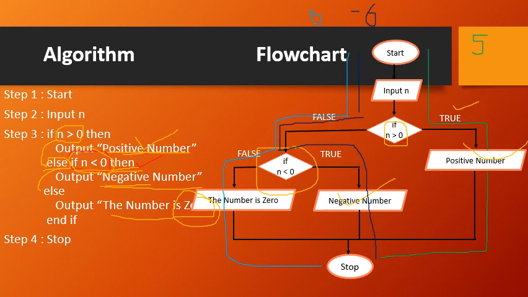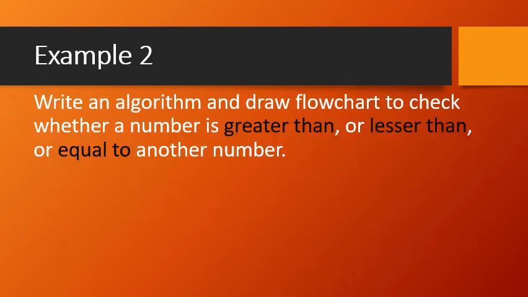Like this, if a given problem requires multiple conditions to be validated or checked, in this way we can include multiple conditions. Okay, I hope this problem is understood. Let us proceed further to the next problem and try to understand the similar concept with a different program. The second problem, the example I have taken: write an algorithm and draw the flowchart to check whether a number is greater than, lesser than, or equal to another number.